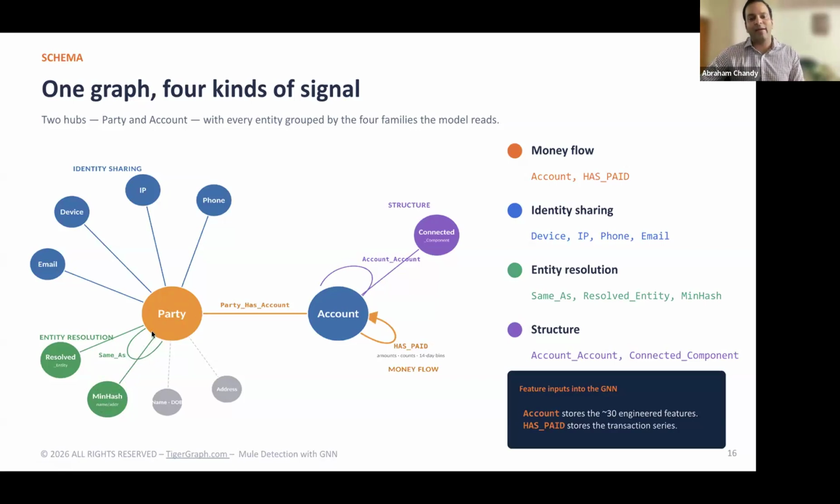And essentially, one party that has enough PIIs in common with another party would be resolved into your entity resolution model. So we have that as well here. And then we have the identity sharing vertices, like your phone, your IP, your device. And these are used as signals. So if multiple people share the same phone or IP while they're making transactions, you can pass that into the model directly, and that goes into a signal. Now, you want to look at the account vertex as well, and you have the has paid edge.